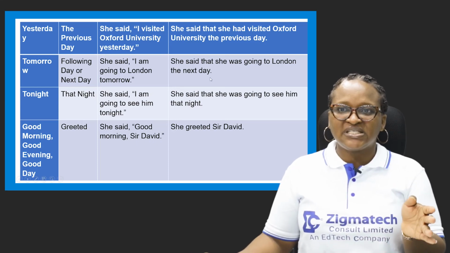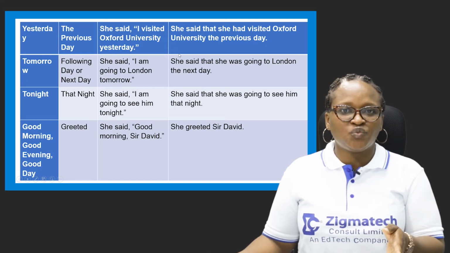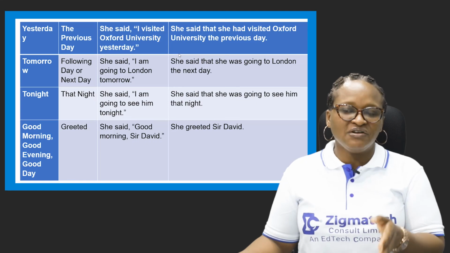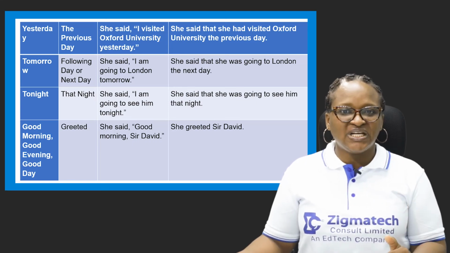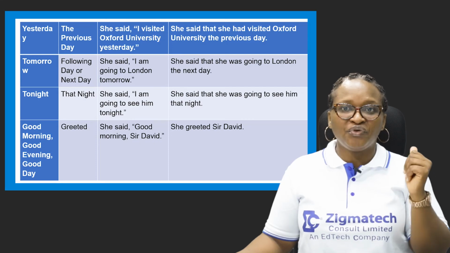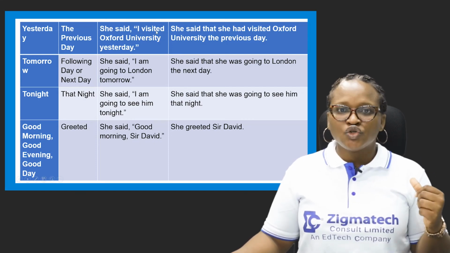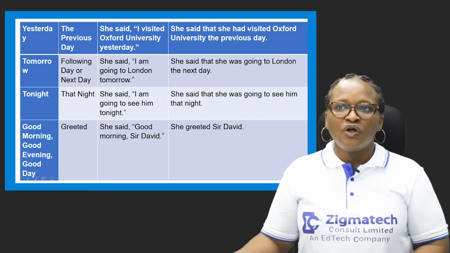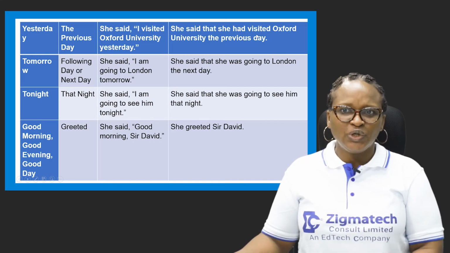She said, I visited Oxford University yesterday. So if you want to change to indirect speech, it becomes, she said that she had visited Oxford University the previous day. Remember, the word visited is in the past, so you have to change it to the past perfect.